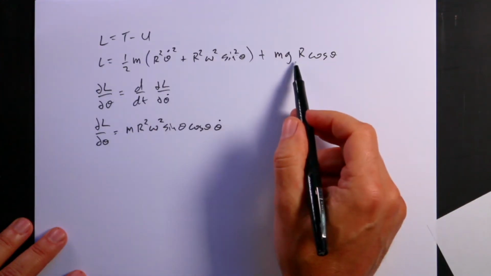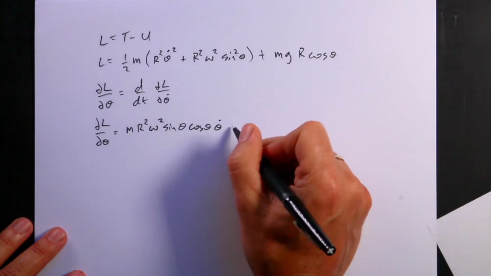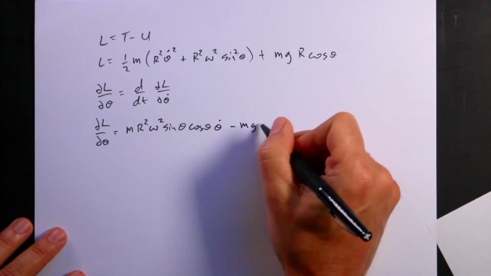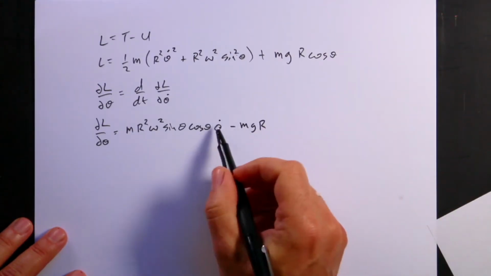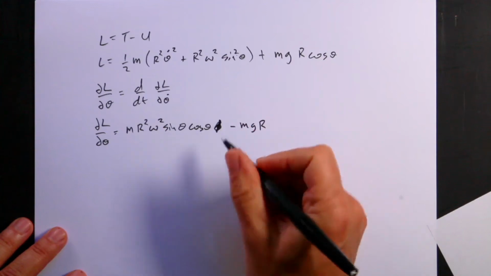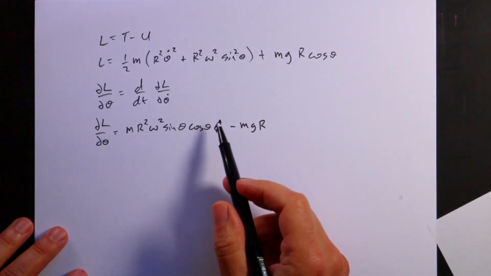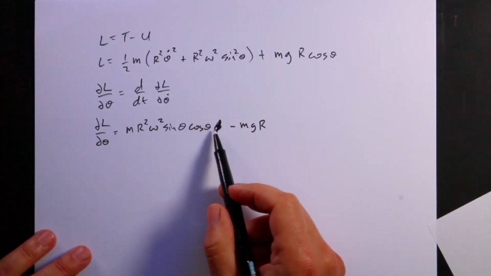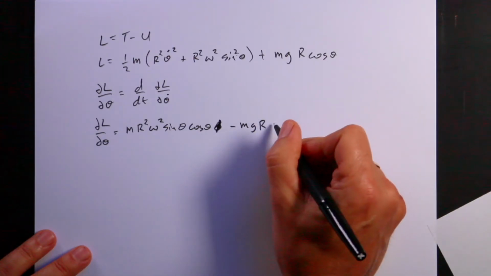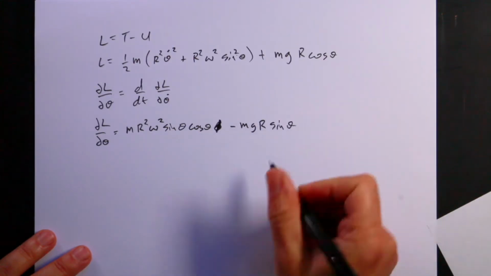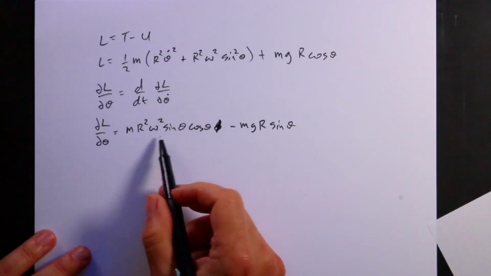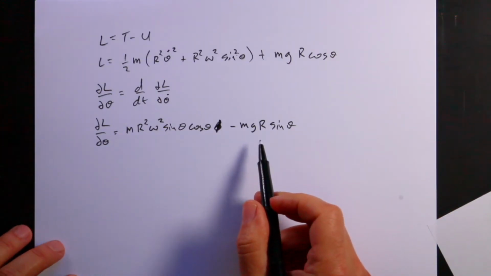Now I need to take the partial of the potential term with respect to theta, so I get minus mgr. Oh wait, there's no theta dot. It's a partial with respect to theta, not theta dot, not an actual derivative. So it just ends right there: minus mgr sine theta. Okay, so that's my partial of L with respect to theta.